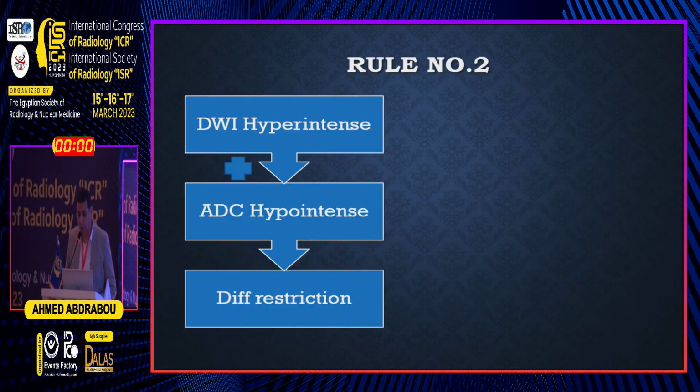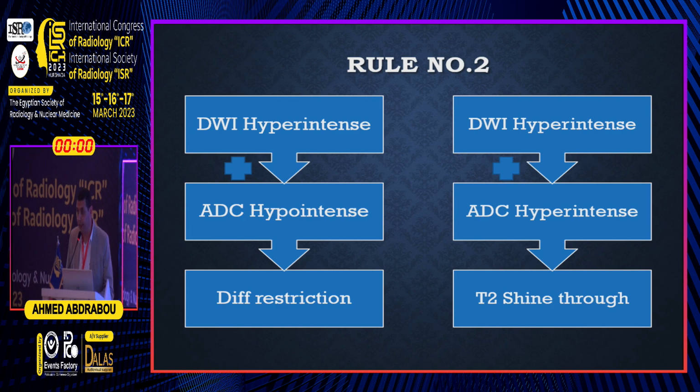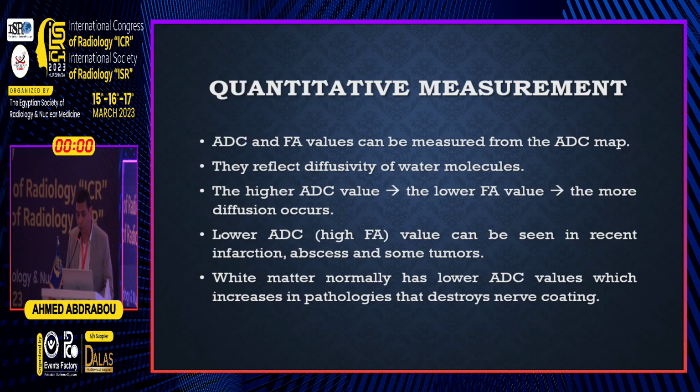So this is rule number 2. If you have a hyperintensity in the DWI and low intensity in ADC, you are dealing with true diffusion restriction. On the other hand, if you have a high DWI and high ADC, you are dealing with T2 shine-through.